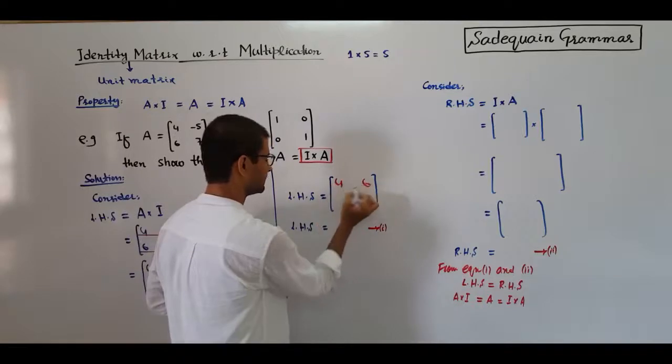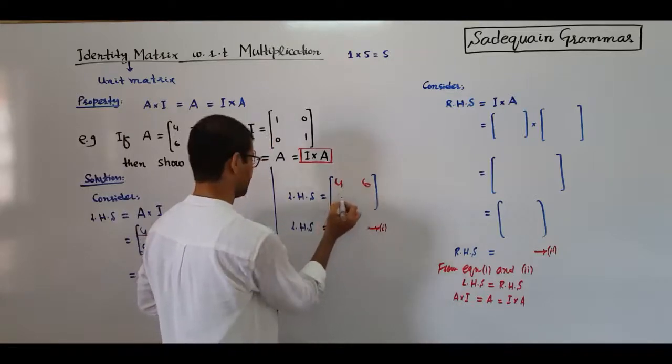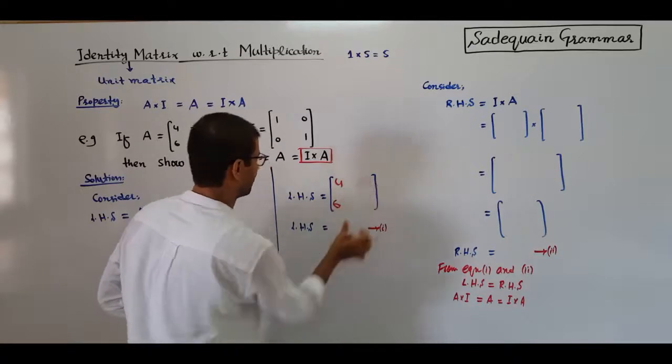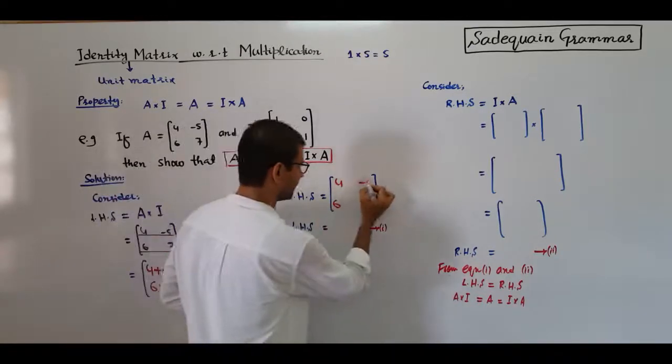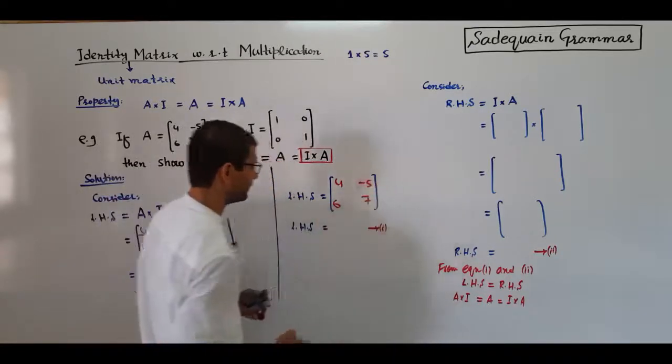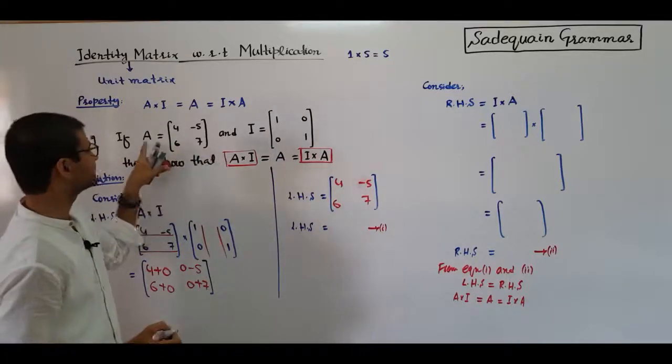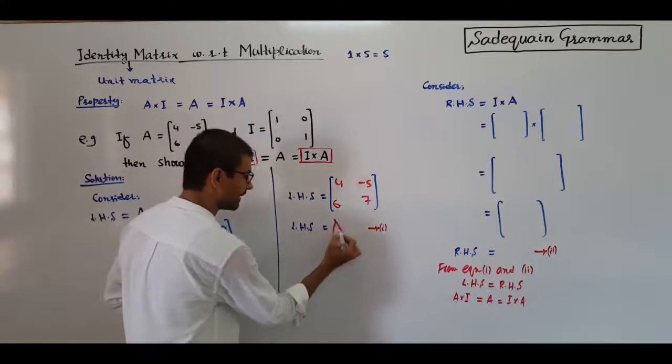So we get 4, 6, minus 5 and 7. This is 4 minus 5, 6, 7. This is A. This is your matrix A.